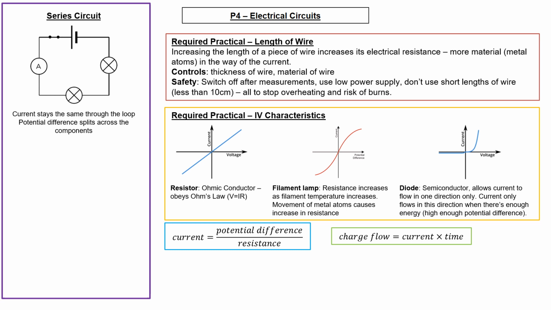However, potential difference will split across the components. If they're equal components, as in they have equal resistance, the potential difference will be split equally across them. The larger the resistance, the greater the potential difference needed across it.